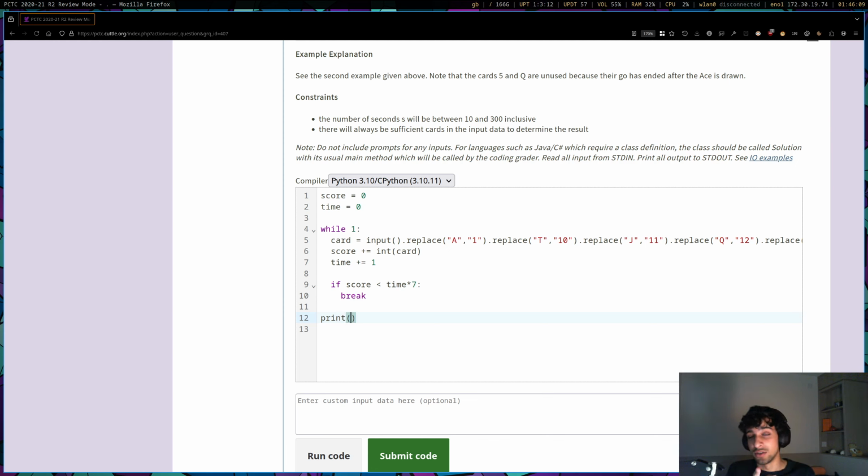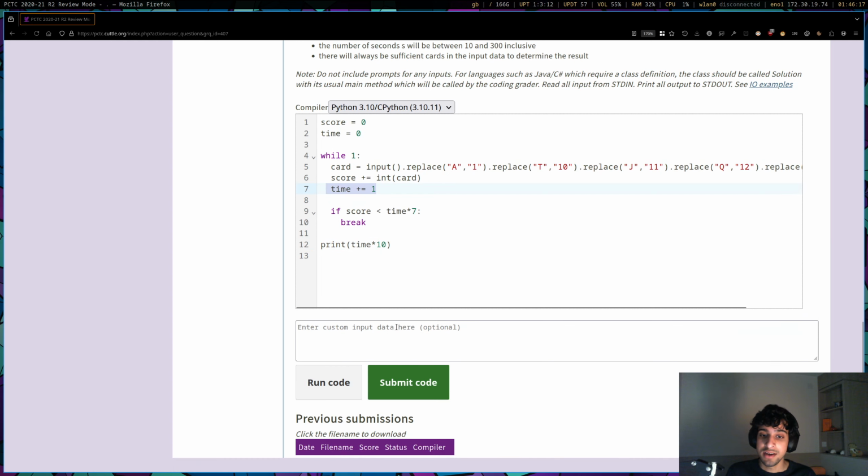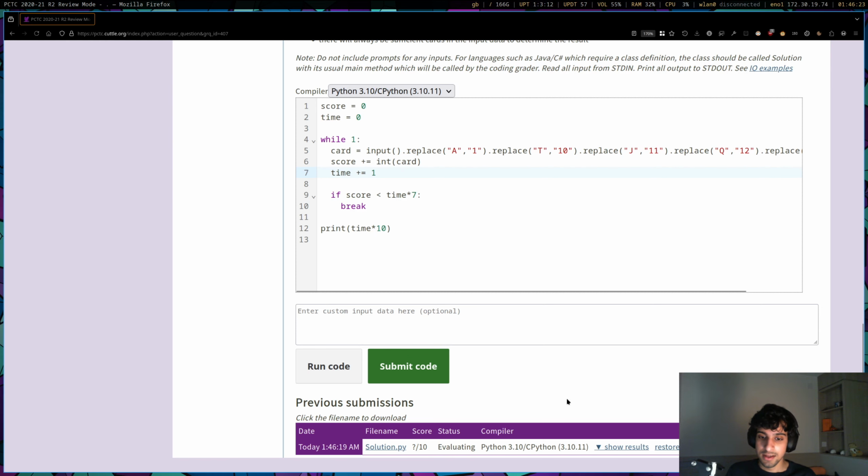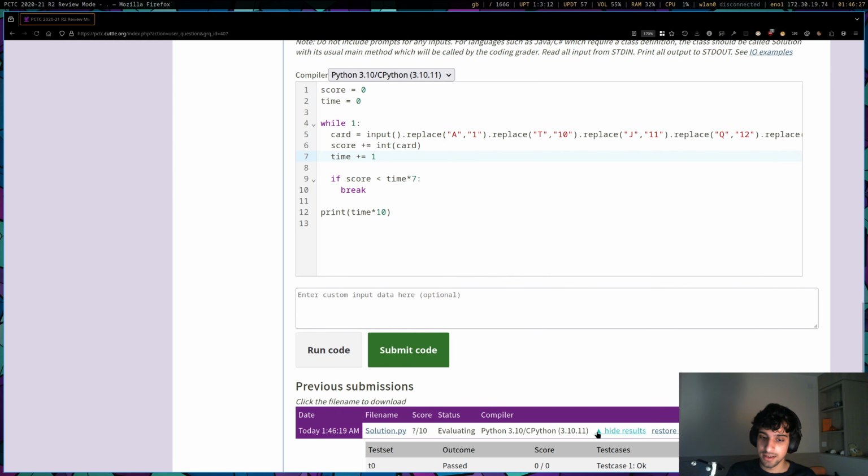We also just want to print off their total score. No, not their total score. We want to print off the time that they were eating for. So that's going to be equal to time times 10, because remember, we only increment time by 1 at each point, whereas that's actually meant to represent 10 seconds. Does that work? Awesome.